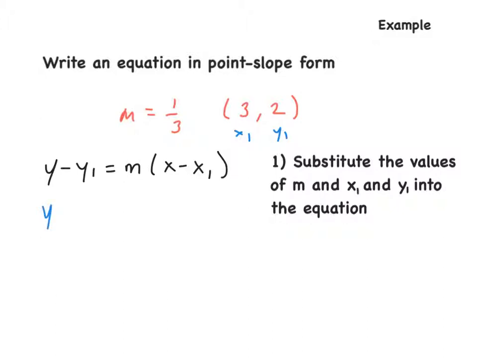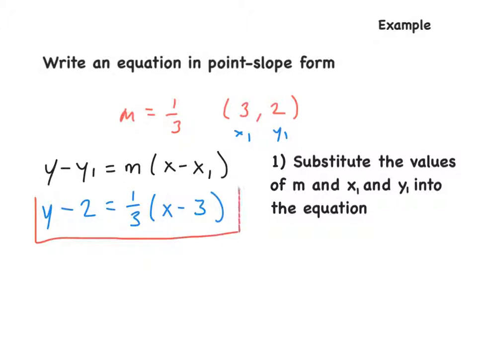So we keep y the same, so y minus 2, just plug it in, is equal to 1/3, just plug it in, x, keep x the same, minus 3. So this right here, y minus 2 is equal to 1/3 times the quantity of x minus 3. This is writing the equation in point-slope form.